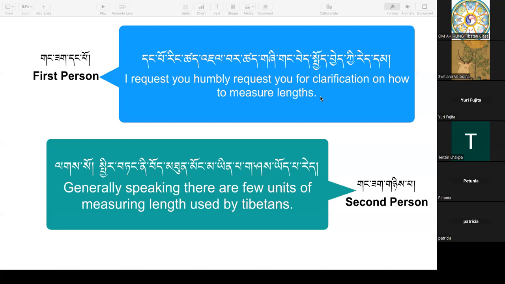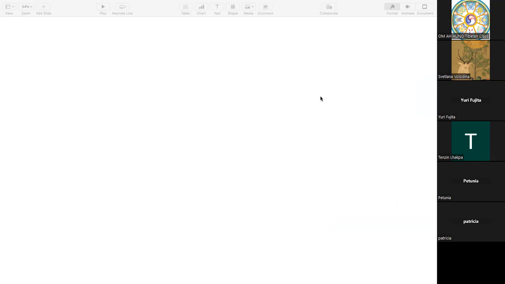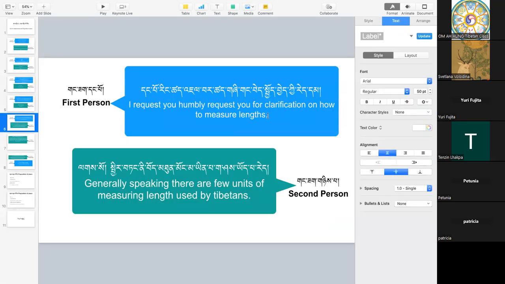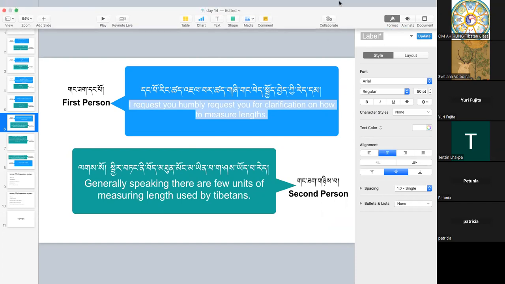Okay, so I will repeat this one more time for pronunciation. Okay, so this actually is not the correct translation. I thought I had done it, but it seems that I have.